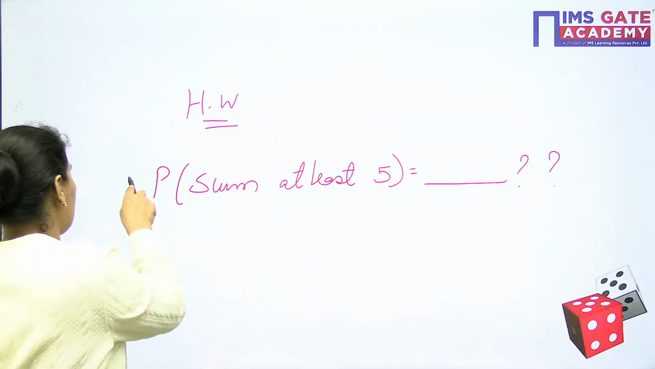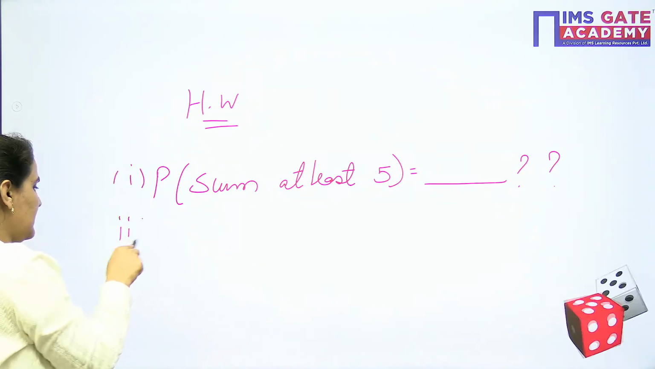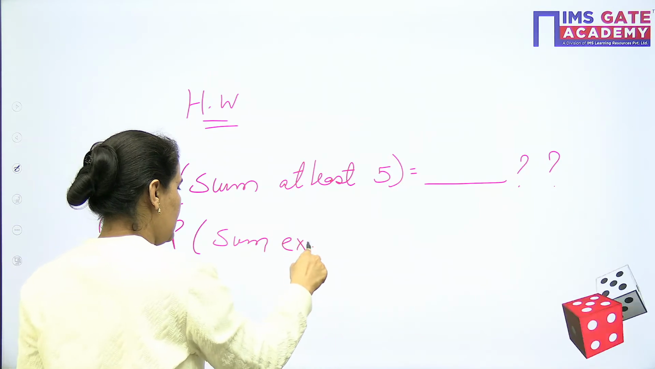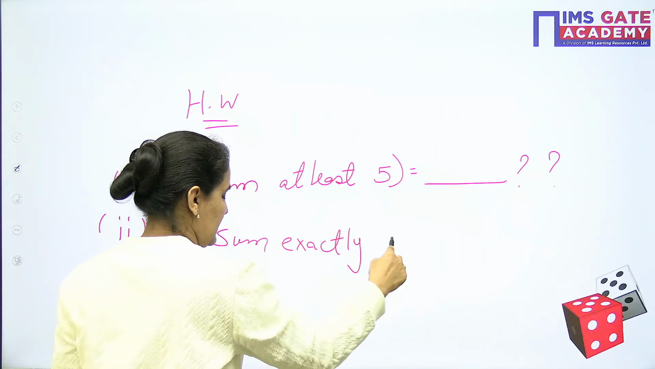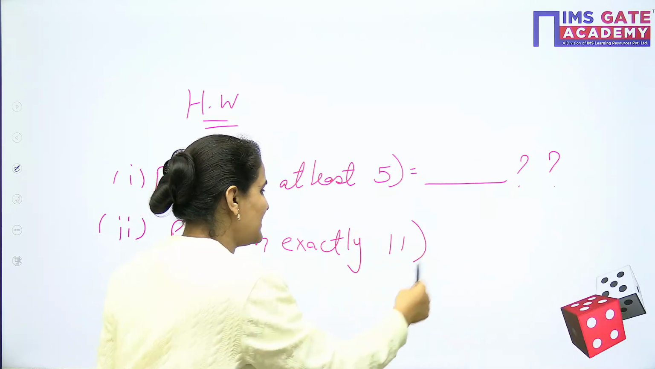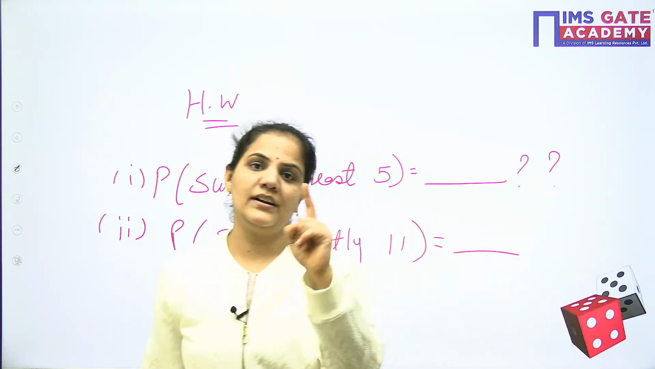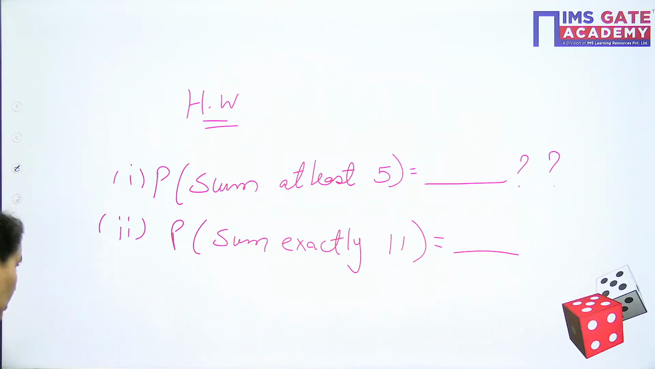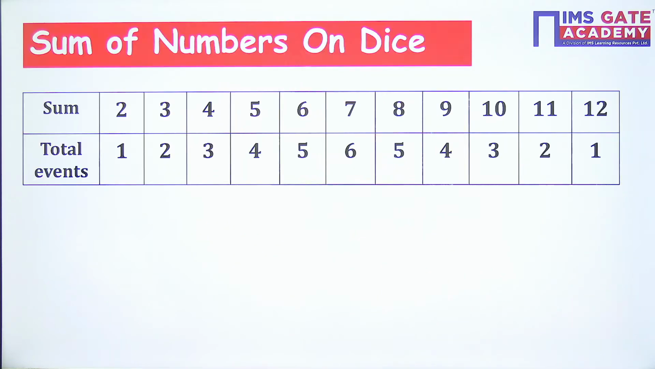And one more question I am going to give you, that is the probability of getting sum exactly 9. Exactly 9 is already done. Sum is exactly 11. You guys can try this one and you can write down your result in the comment box.